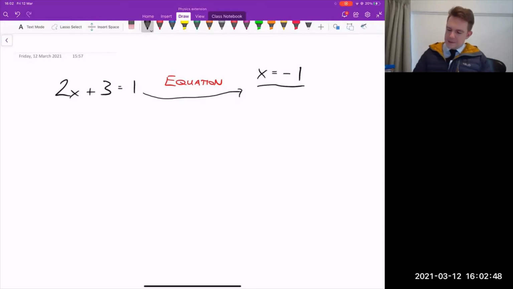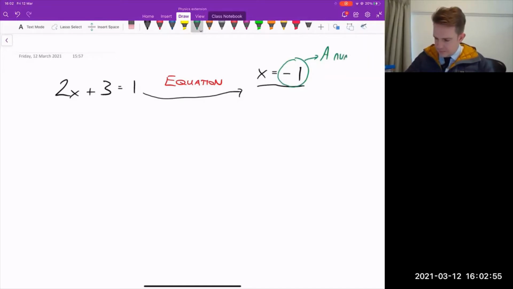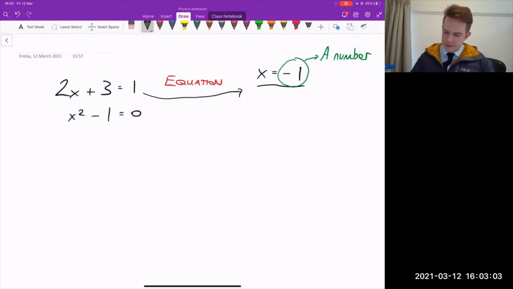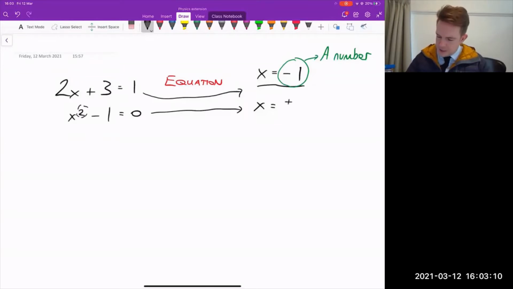So the equation has a solution which is a number. Similarly, there are more complicated equations, right? X squared minus 1 equals 0. That also gives you two solutions because it's quadratic, which are numbers. X equals plus or minus 1. Fine. So there's this thing called an equation which gives us solutions which are numbers.